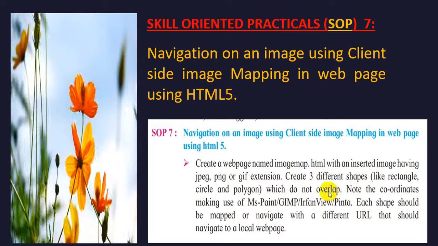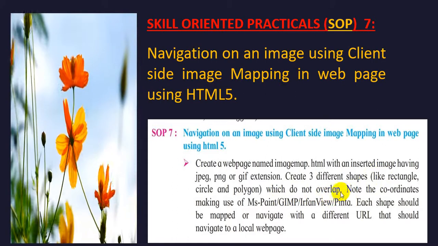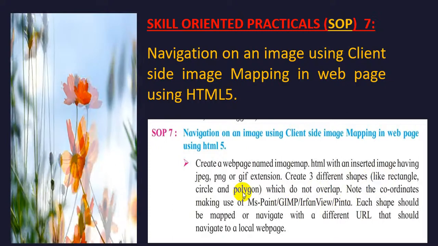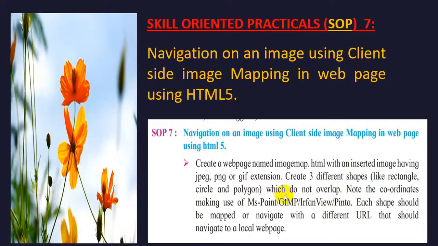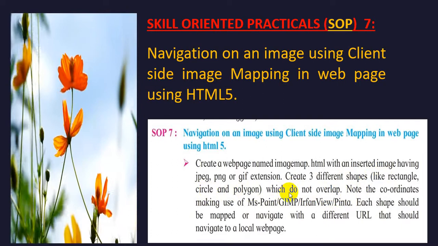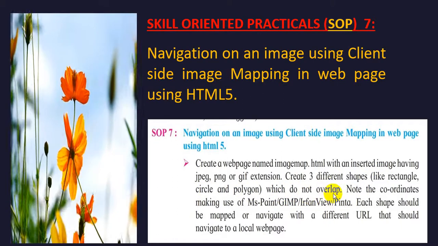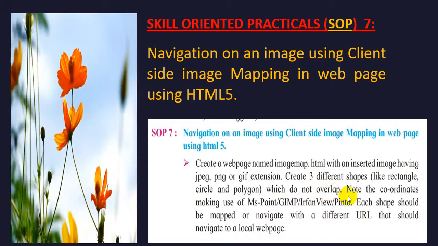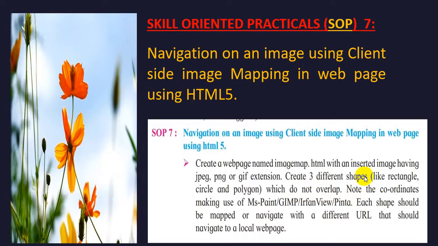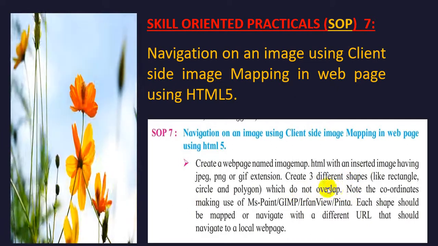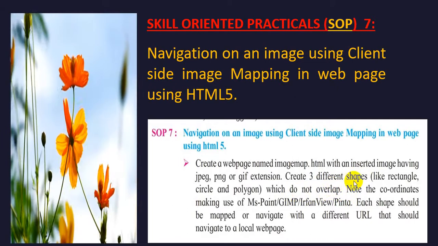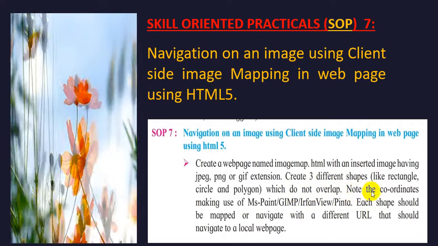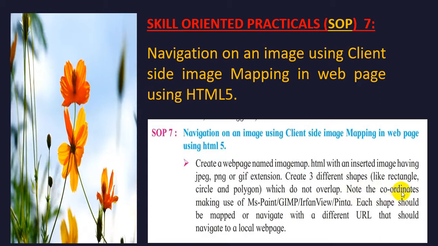There is an instruction given. You have to create 3 different shapes, rectangle, circle and polygon, and each shape will be in a different position or location in the image, which means they do not overlap. So now we are going to take 3 different rectangles. Before doing this, you may be confused about how we will create the shapes. So the instruction is given on how you will create the 3 shapes. A note is given: note the coordinates, which means you have to take coordinates.